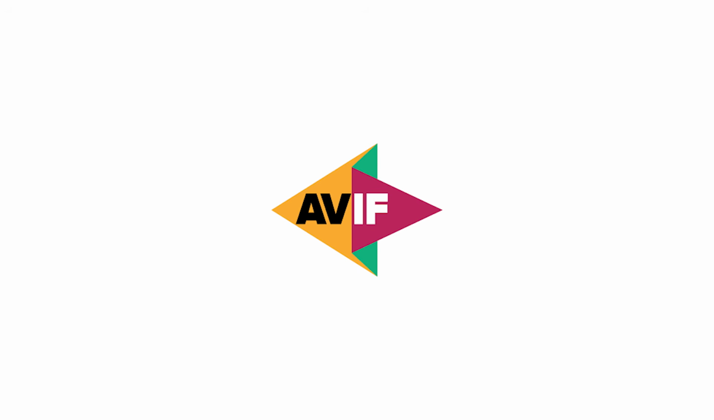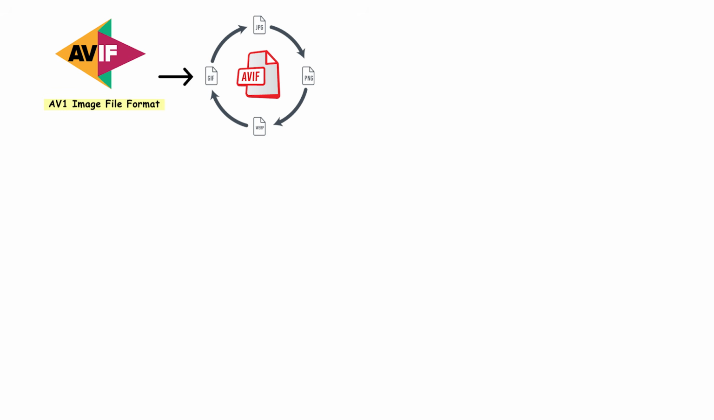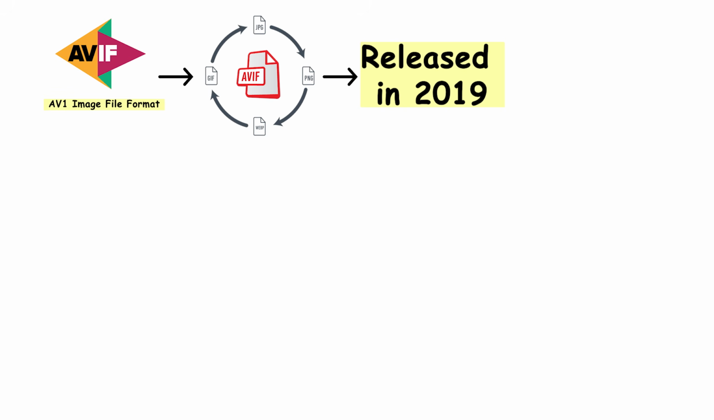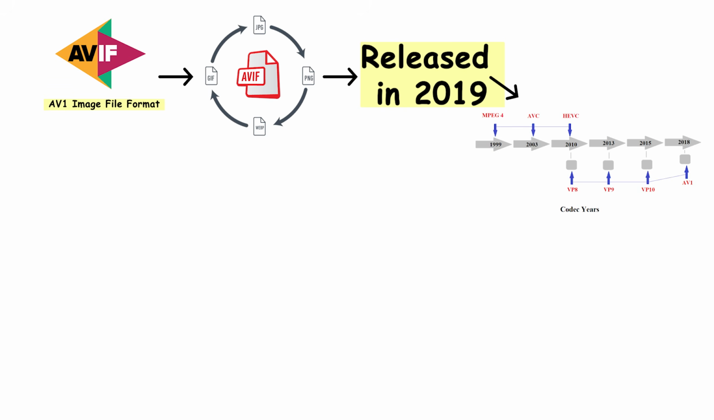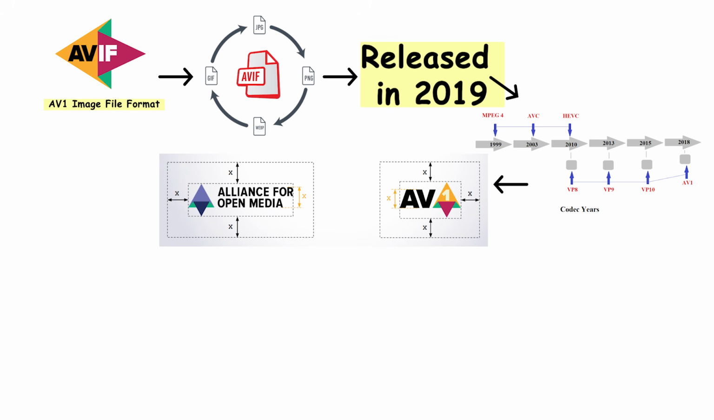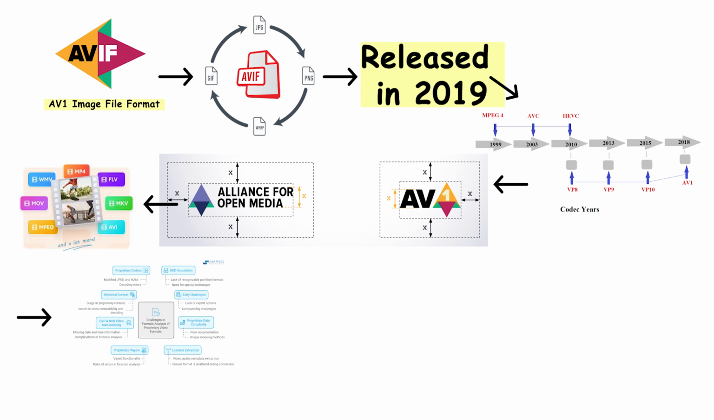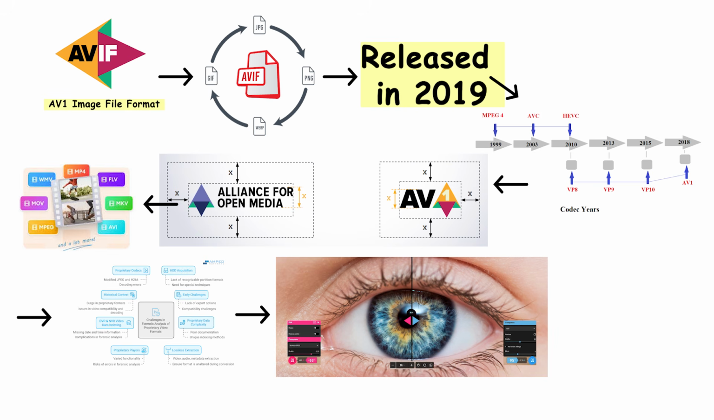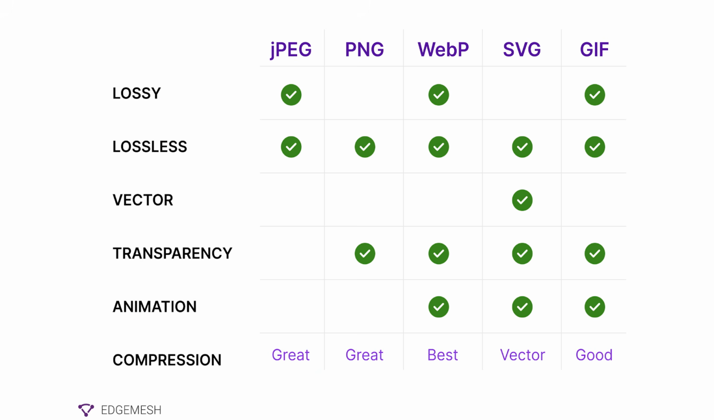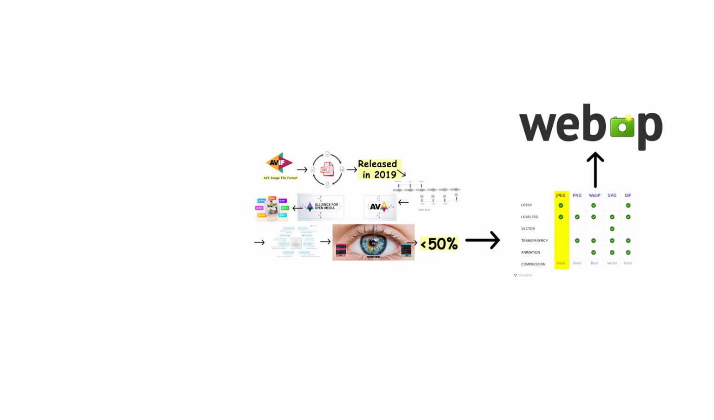AVIF. AVIF stands for AV1 image file format and represents the cutting edge of image compression technology. Released in 2019, AVIF is based on the AV1 video codec, which was developed by the Alliance for Open Media as a royalty-free alternative to proprietary video formats. By using video compression techniques on still images, AVIF achieves remarkable file size reductions, often 50% smaller than JPEG at equivalent quality, and significantly better than WebP in most comparisons.